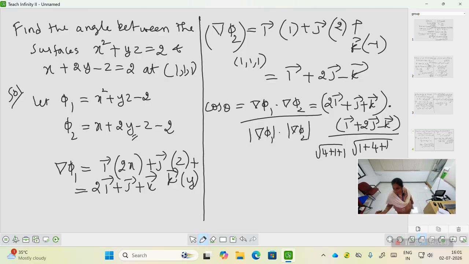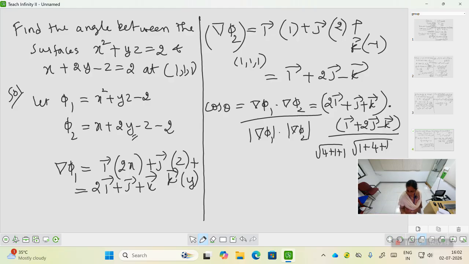Now we will do the dot product. As I told you, i dot i is 1, so the next one is 2, j dot j is 1, k dot k is 1. The remaining things, like i dot j will be 0, i dot k will be 0, j dot i will be 0, j dot k will be 0. Similarly, k dot i will be 0, k dot j will be 0, k dot k will be 1.